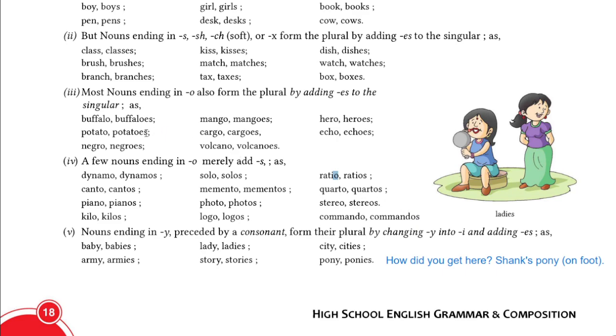In the previous section, like buffalo and potato and negro, words ended in o, and we simply added es. In this section, again, words are ending in o, but this time we are not adding es. Why? Because these are names of certain gadgets and some units of measurement. So in order to form their plural, we would simply add s.